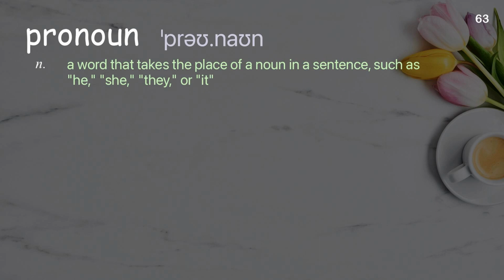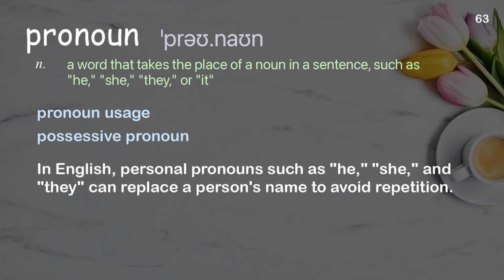Pronoun. A word that takes the place of a noun in a sentence, such as he, she, they, or it. Examples: Pronoun usage. Possessive pronoun. In English, personal pronouns such as he, she, and they can replace a person's name to avoid repetition.